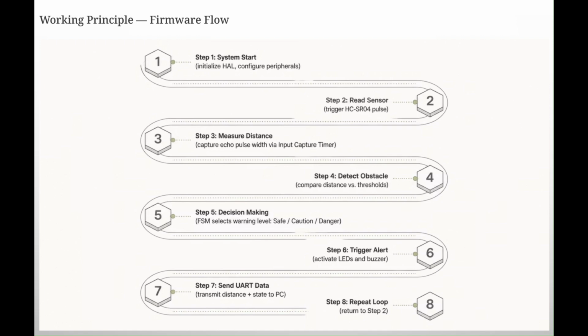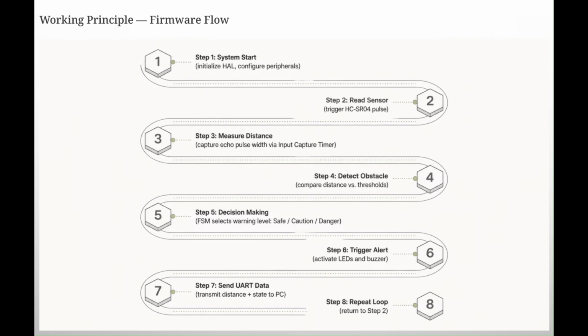First, when the system starts, the STM32 microcontroller initializes all the required peripherals like GPIO, timer, and UART. Then we read the sensor, that is the HC-SR04 ultrasonic sensor, which sends an ultrasonic pulse to detect any obstacle. The sensor receives the echo signal and the timer measures the time taken by the pulse. Using this time, the STM32 calculates the distance.